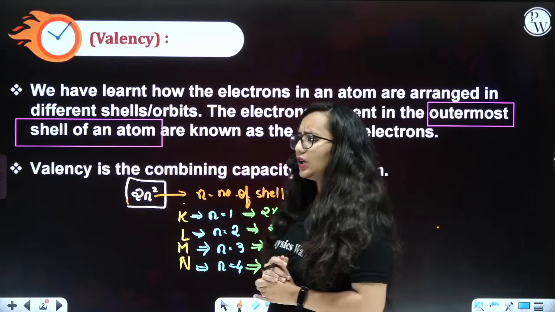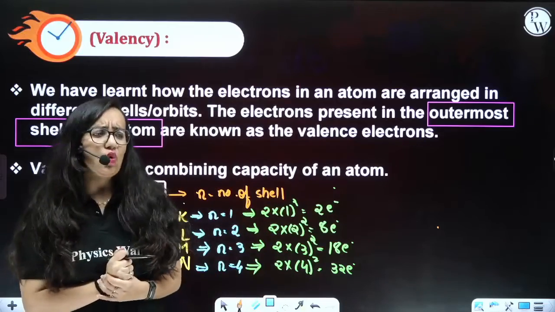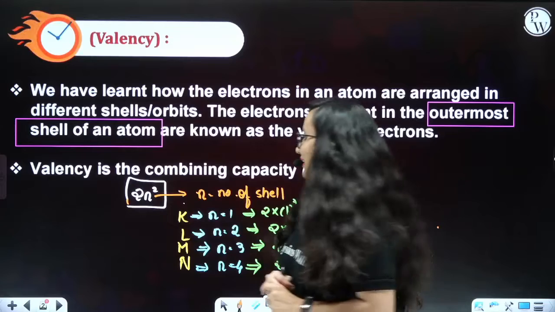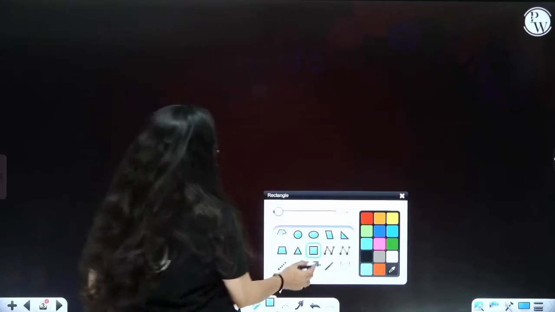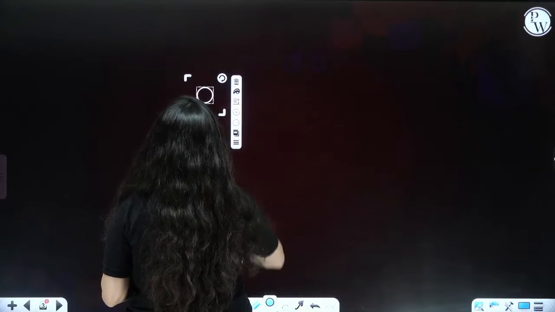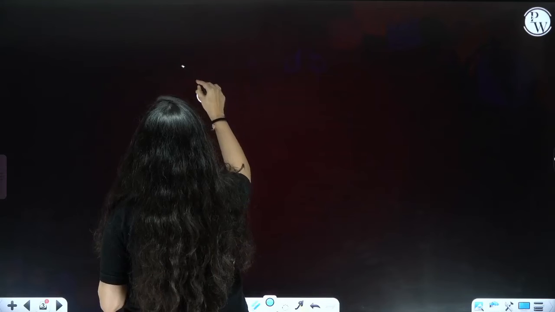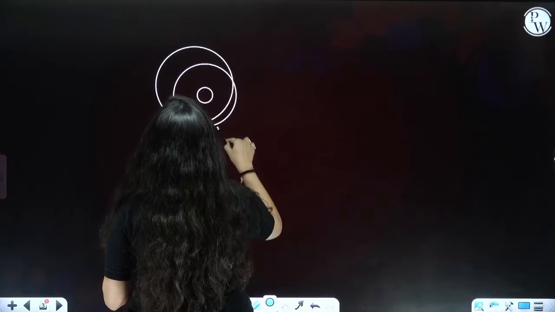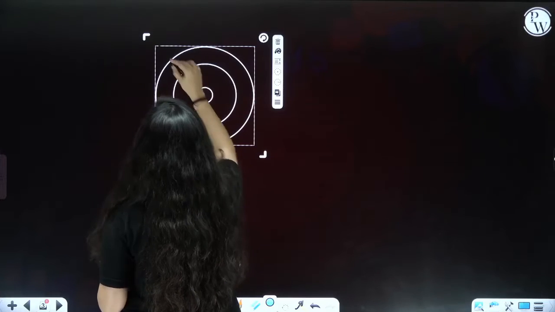When you are talking about valency, the innermost orbit does not play any role. You must be thinking, what is innermost, what is outermost. So let us learn that with an example. See, let me draw an atom for you. This is the nucleus. This is its first orbit. This is second.